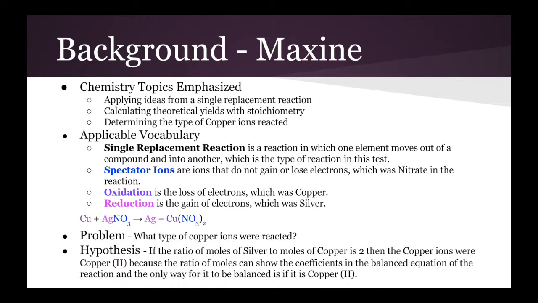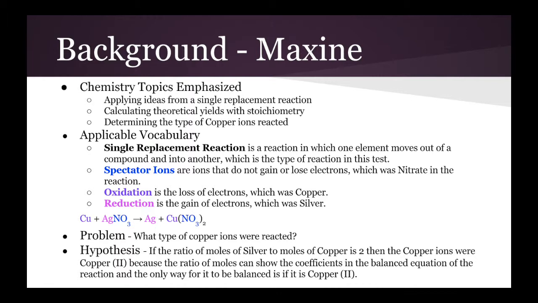Some applicable vocabulary for this reaction may be a single replacement reaction, which is a reaction in which one element moves out of a compound and into another, which is the type of reaction in this test. Also, spectator ions, which are ions that do not gain or lose electrons, which was nitrate in this reaction. Oxidation is the loss of electrons, which was copper in this reaction. Reduction is the gain of electrons, which was silver in this reaction. This is all demonstrated by the unbalanced equation below.